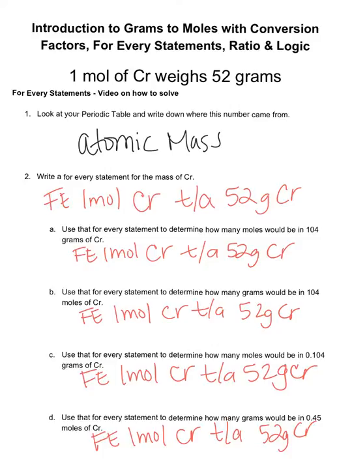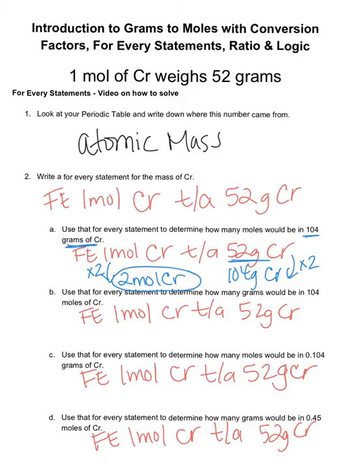Now to solve the problem, I'm going to look at the information given. So it says for the first one, determine how many moles would be in 104 grams of Cr. So I'm going to line up 104 grams of Cr under the grams of Cr here. To go from 52 to 104, I multiply by 2. So I'm going to multiply this side by 2, and I'm going to get 2 moles of Cr. So what I wrote in blue came from the problem statement.